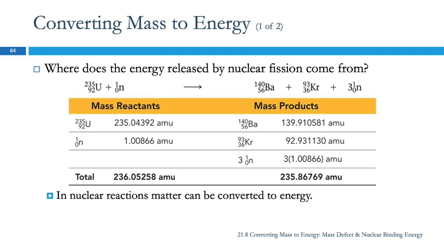We learned in Chem 1A that in a chemical reaction, mass is conserved. The mass of the reactants equals the mass of the products. And you'll notice these masses have a lot of decimal places. These are very precise masses.